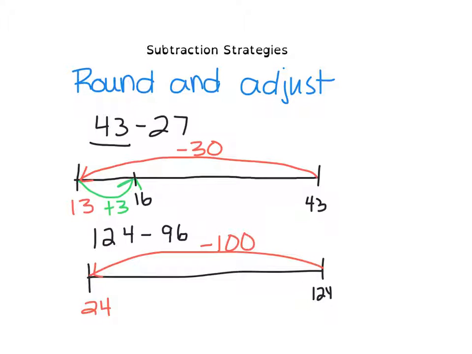So then we have to think, how do we get from 96 to 100? The difference between 96 and 100 is we need to add 4 more. So we have to adjust back and add 4 more on. So our answer would be 28.